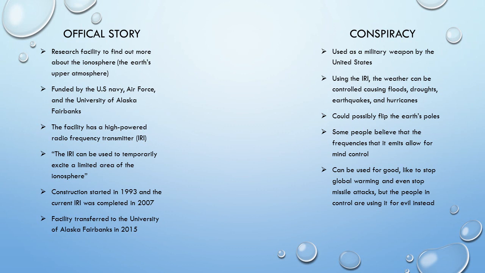I try to stay as neutral as possible in the class, but I actually have it in the rubric as the official side versus the alternative side. Because I would say all of us have a little level of conspiracy in us. So on the left side, you can see Hunter basically put what the official party line is about HAARP, and on the other side, he put the conspiracy side.